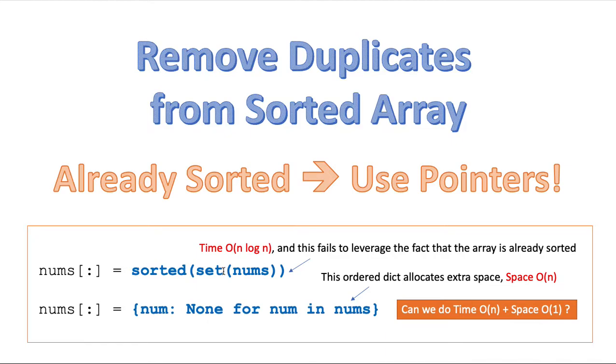First, we can use set and sorted function, and this gives us a time complexity of O(n log n) since we use a sort function, but this fails to leverage the fact that the array is already sorted. The second possibility is to use a hash map instead, or a dictionary. But this dictionary allocates extra space. So the space complexity here is O(n). So can we do time O(n) and space O(1) instead? Improve on both time and space complexities.